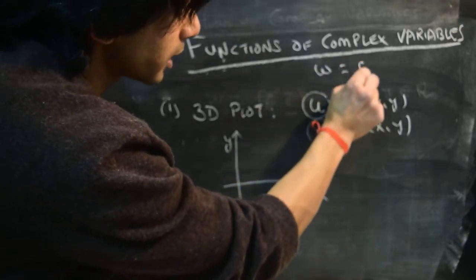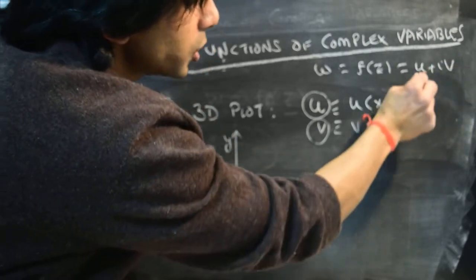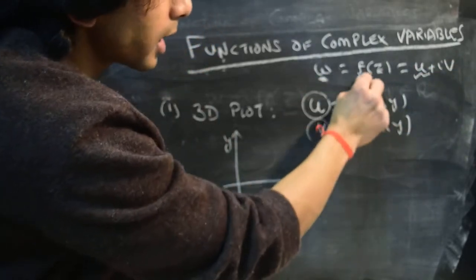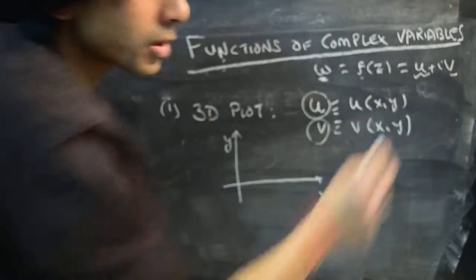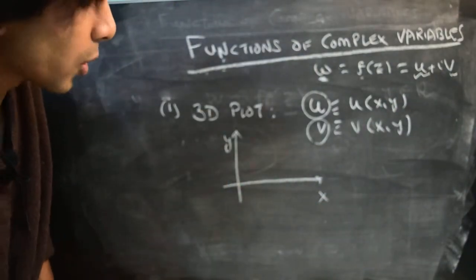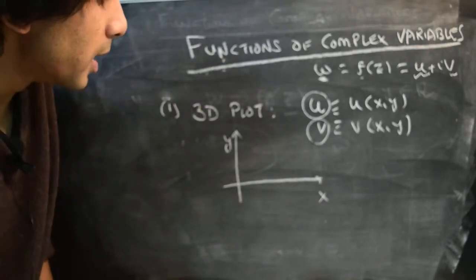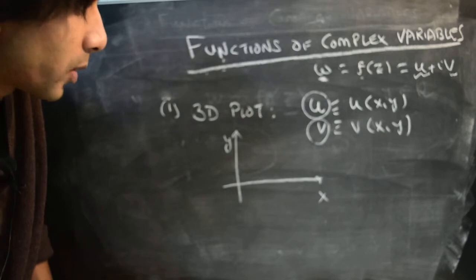So w is again a function of z, which is of the form u plus iv. So u is the real part of w under the mapping f, and v is the imaginary part. And so we'll have to make two three-dimensional plots in order to convey all the information that this mapping has to convey. So one plot for u, one plot for v.